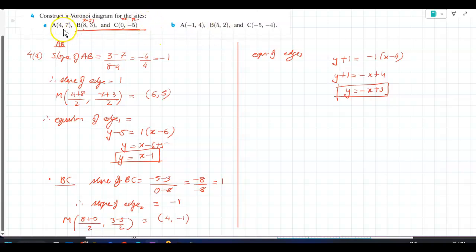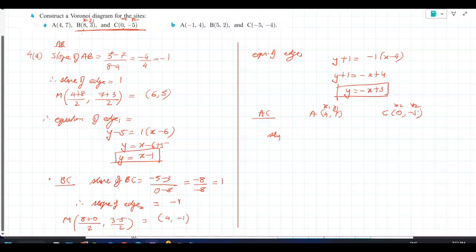Now you will take AC. So now your A is 4, 7. Are you repeating the same thing? So tell me now, what is the slope of AC? Come on, you tell me. I'm not going to write unless you tell me.